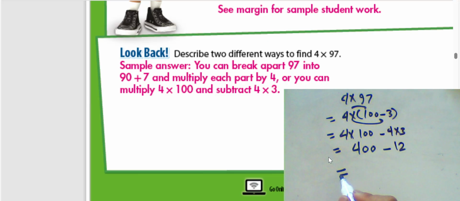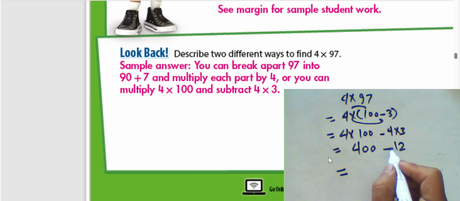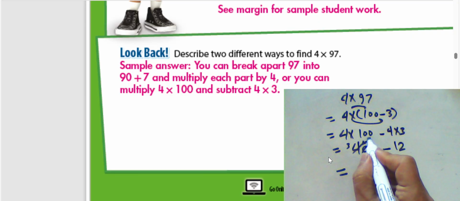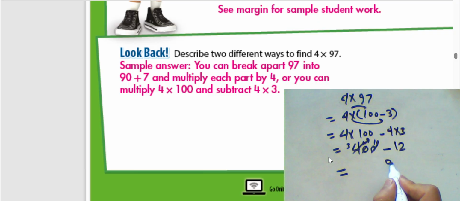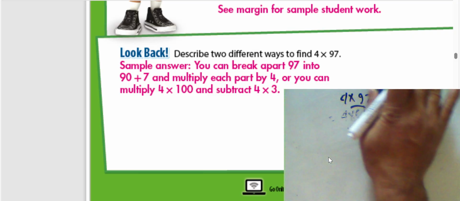And then you can find the difference between two numbers. 0 minus 2, we can't do it. Borrow 1 from the 3 and it will be 10. 10 minus 2 equals 8, and 9 minus 1 equals 8, and then write 3. Then the result will be 388.